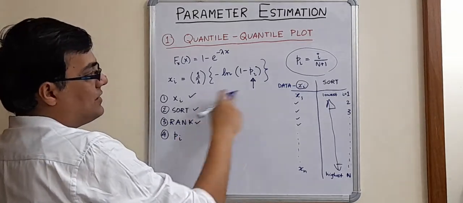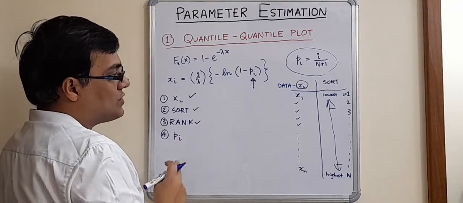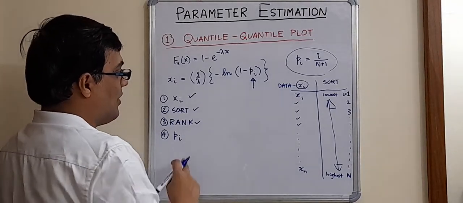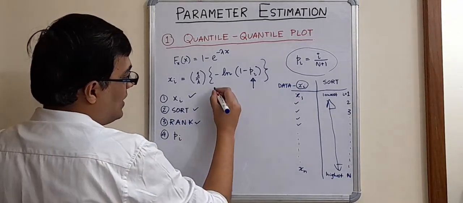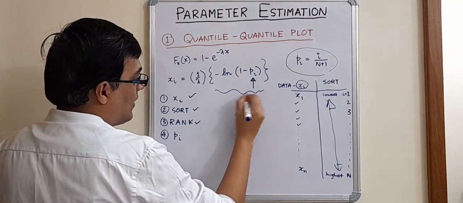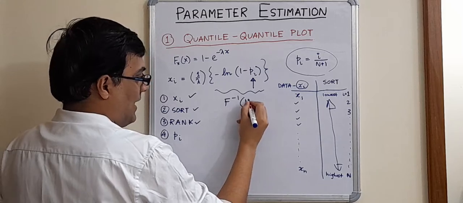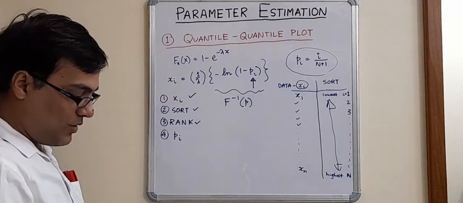So once you have done this, now how do you find out, let's say once you have found out the pi, what you have to do is find out this F inverse P. Now this is where the main catch comes. That's the catch 22 situation.